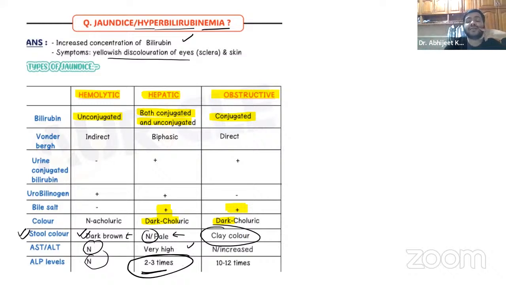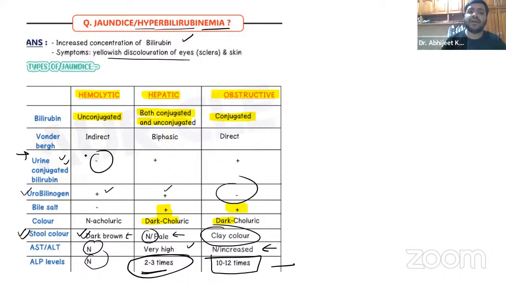Whereas when we talk about obstructive jaundice, guys, remember the ALT/AST can be normal or slightly varied, right? Apart from that, the alkaline phosphatase levels, because it's post-hepatic obstruction, you should know that it is 10 to 12 times. Urobilinogen will be present in the hemolytic and the hepatic component, but it will never be present in the obstructive component. And one more thing to remember: the urine conjugated bilirubin will be absent in the hemolytic component. It will be present in the hepatic and the obstructive component.